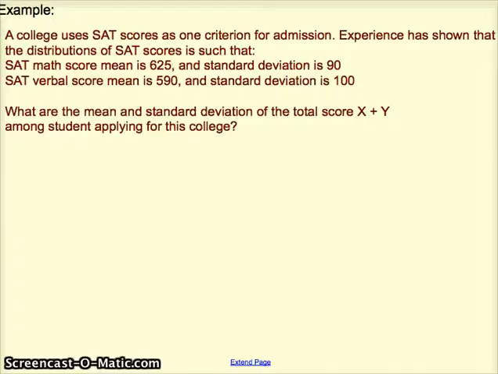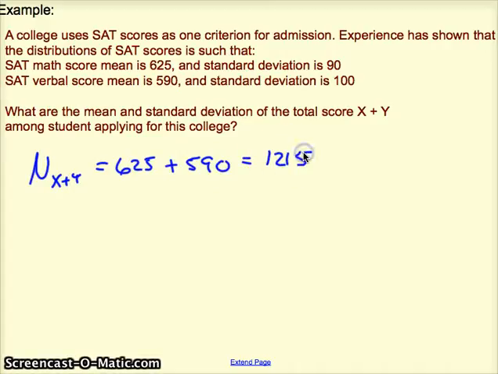All right, next question. A college uses SAT scores as one criterion for admission. Experience has shown that the distributions of SAT scores are such that the math mean is 625 with a standard deviation of 90, the verbal mean is 590 with a standard deviation of 100. What are the mean and standard deviation for the total score? Well, again, you can add means. So the average total score should be the sum of the means, which is 1,215 points.